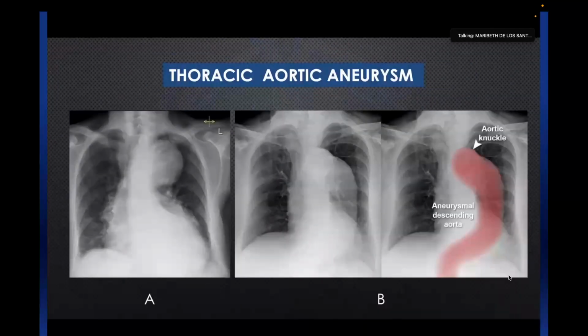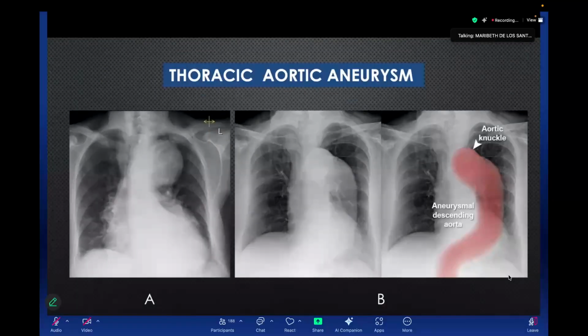So this is an actual chest x-ray showing TAA. Picture A shows aneurysm involving the ascending and arch of the aorta. See the bulging there? While picture B shows an aneurysm that is in the descending thoracic aorta.